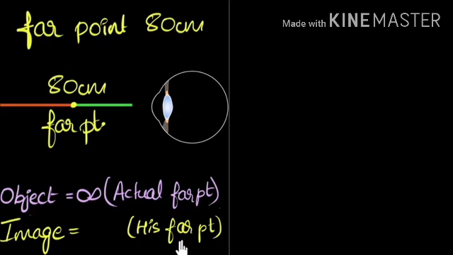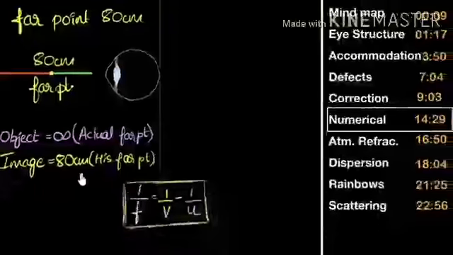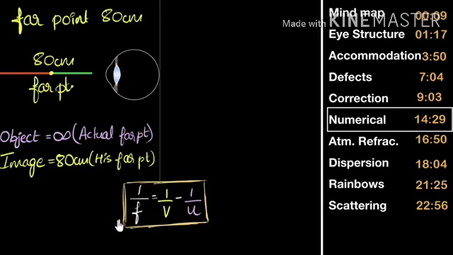Does that make sense? Then we will be correcting his far point. What is his far point? 80 centimeters. So now that I know what the object distance and the image distance is, I can just go ahead and use the lens formula, figure out what the focal length is or what the power is. And then the sign, I have to use this with the sign. So the sign itself will tell me whether it's a converging lens or a diverging lens. So this is the way I like to solve this problem.